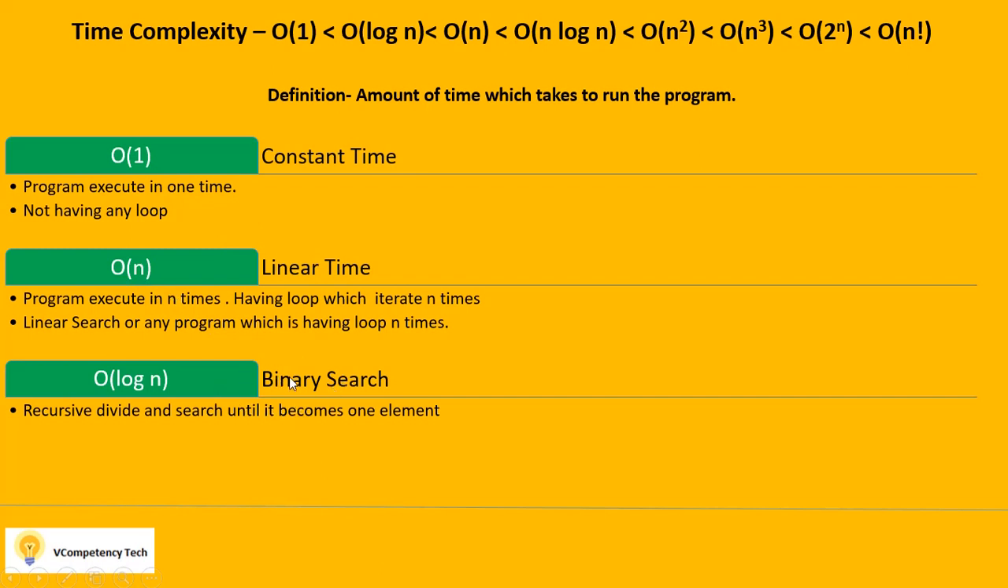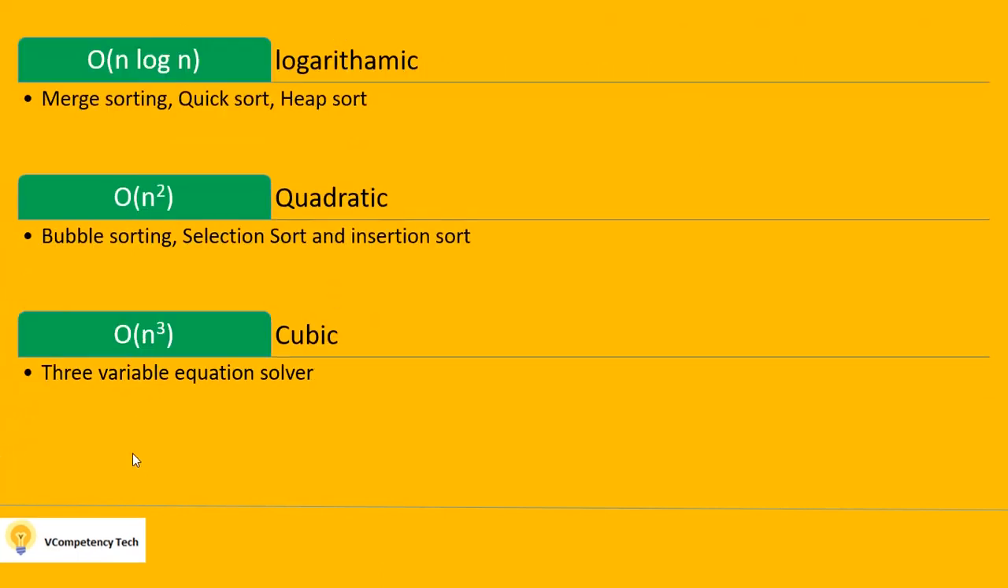If you are writing a program like binary search, which recursively divides until one item remains, and somebody asks you the time complexity, then you need to say O(log n). This is logarithmic.